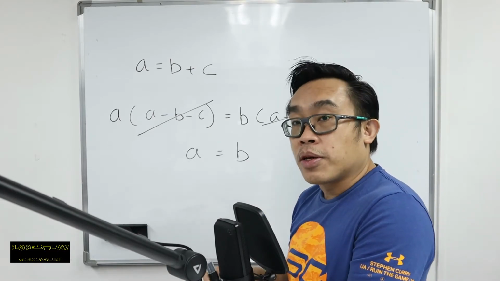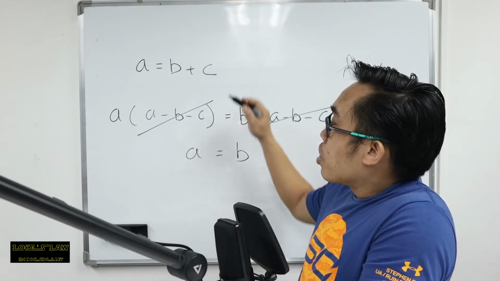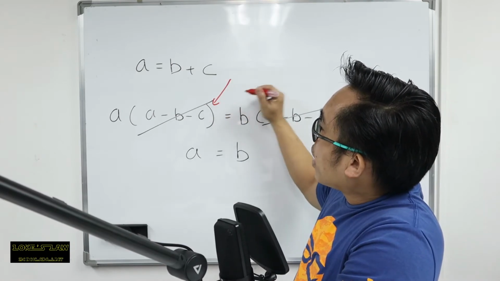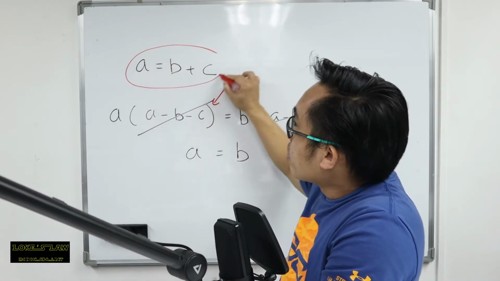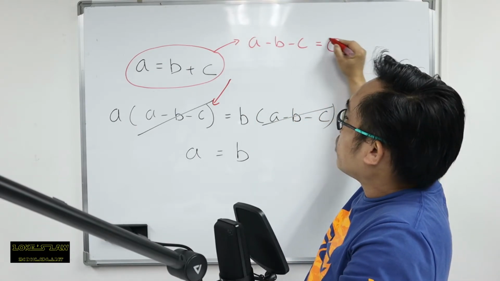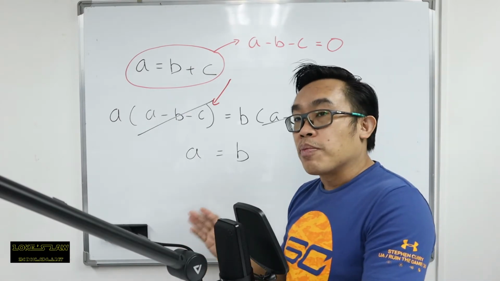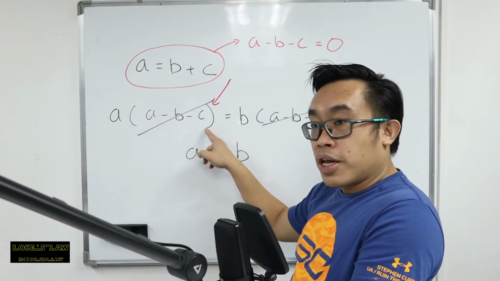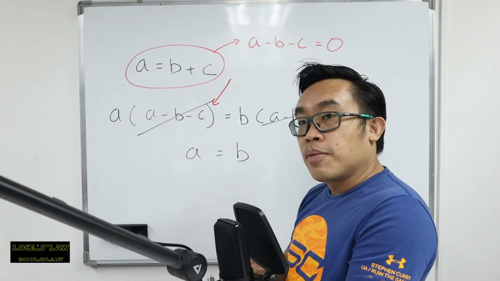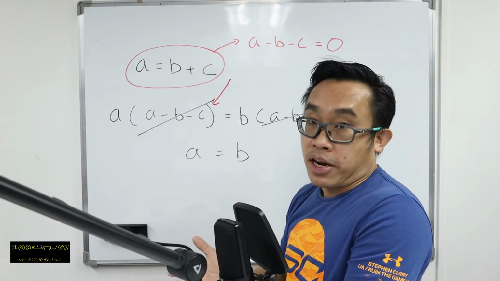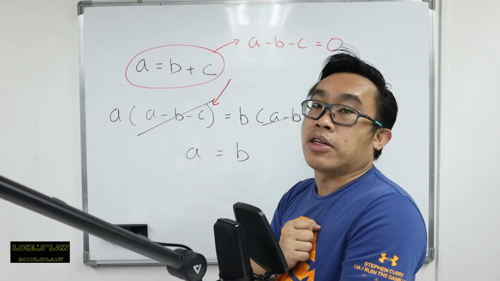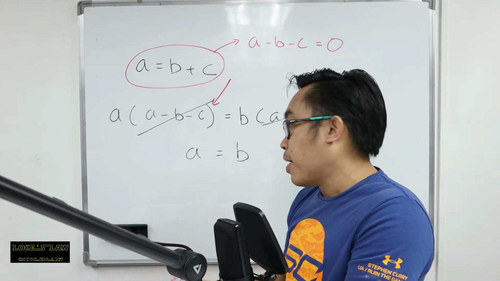What is the problem with this step? If you look at it carefully, this factor comes from here. If you rearrange it, A minus B minus C is actually equal to 0. So the mistake is that this part is equivalent to 0. When you have a 0 on both sides, in the mathematical rule you're not allowed to simplify it. Zero cannot be simplified, because once you simplify the 0, everything becomes possible in mathematics.